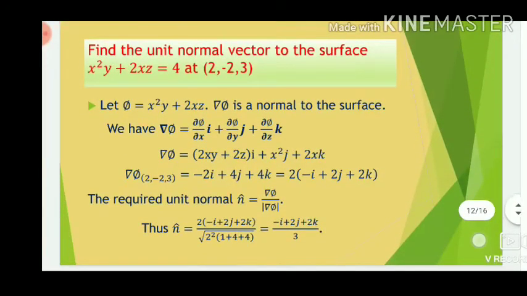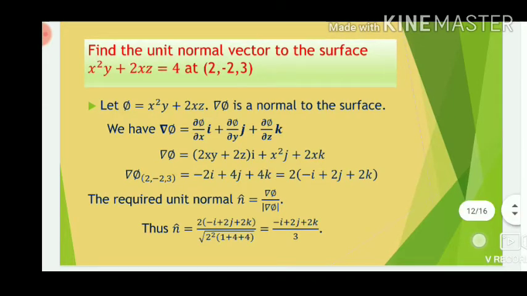Now let me discuss one example. Find the unit normal vector to the surface x squared y plus 2xz equals 4 at the point (2, -2, 3). So let us define the equation of the surface, that is phi of x, y, z equals c. Here phi equals x squared y plus 2xz.